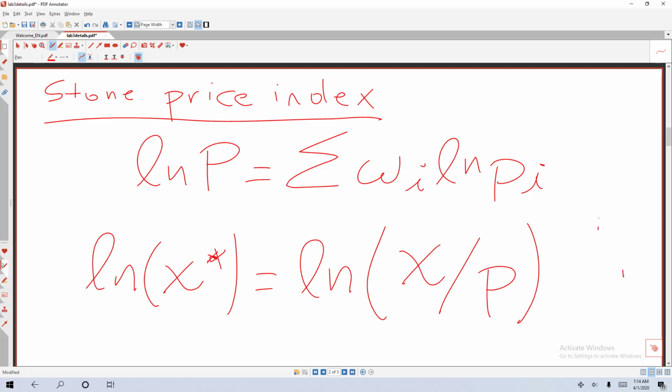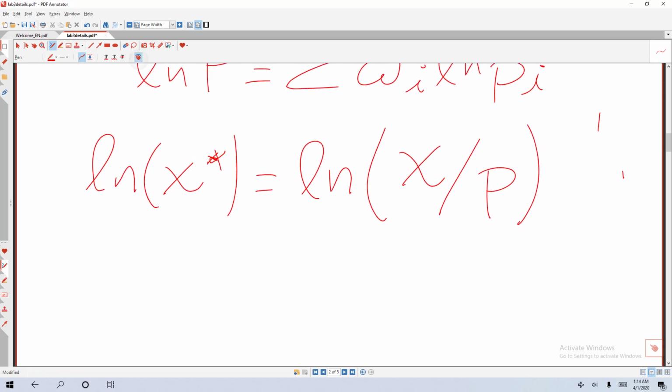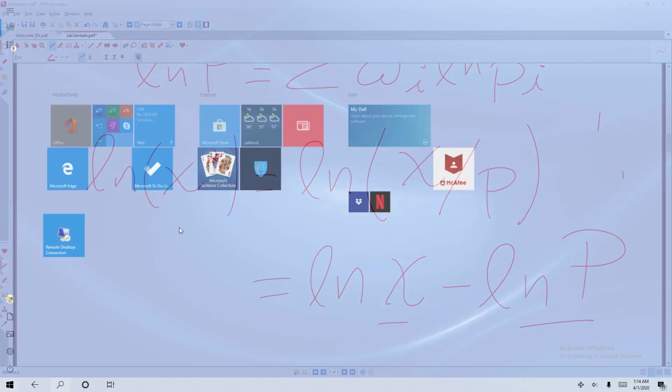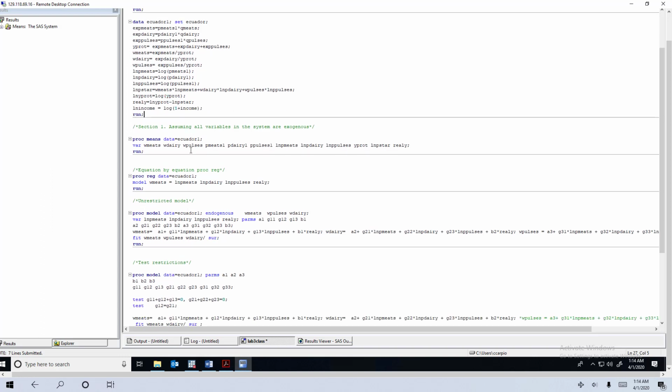But since we have logs, we can write it as the log of x minus the log of p. So it's the log of total expenditures minus our Stone Price Index, which is expressed in log form. So that's kind of what we have there in that part of the equation. Okay. And then I also have the natural log of income, and this is income plus 1, since there are some households whose income is 0. And I'm not going to be using that for now. Okay, we will use that later on.